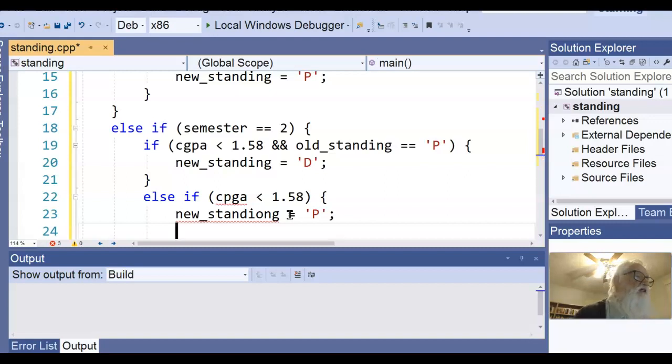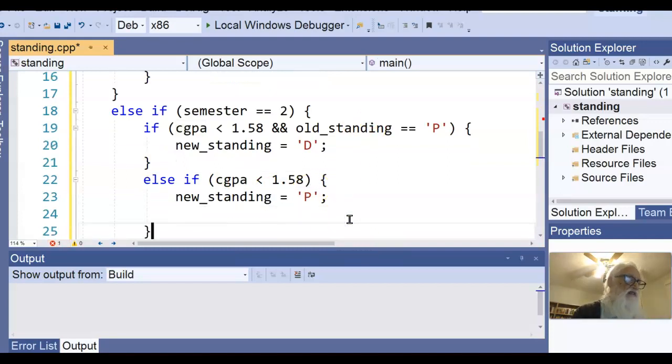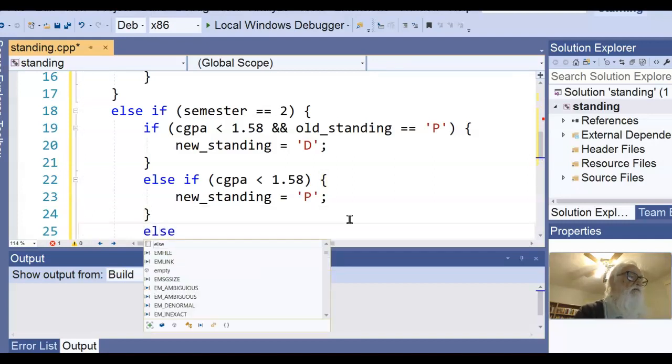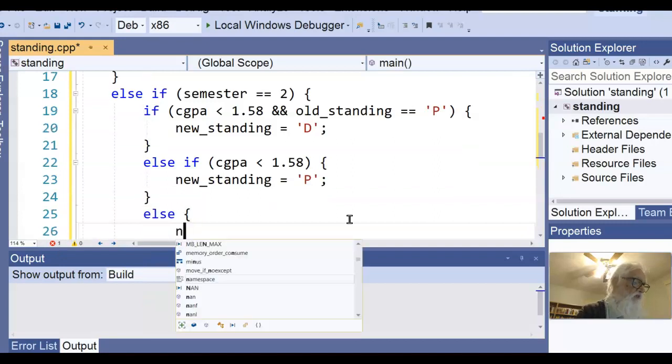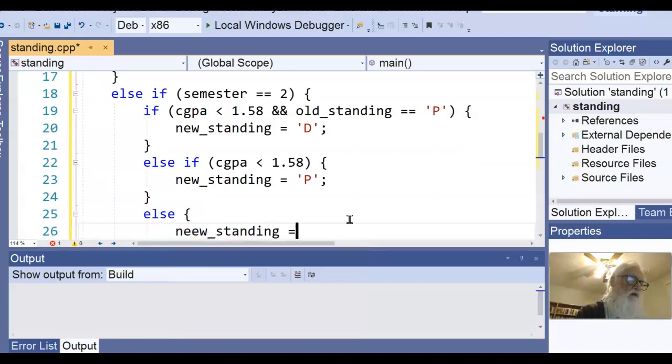What's going on here? Something was spelt wrong. The machine's mad at me for some reason. I'm not sure why yet. Maybe it's this. It's the spelling of this, pardon me. GPA. Otherwise, let me write this. Else, your new standing is good. Now, take a look at that carefully, because it may give you some trouble here.